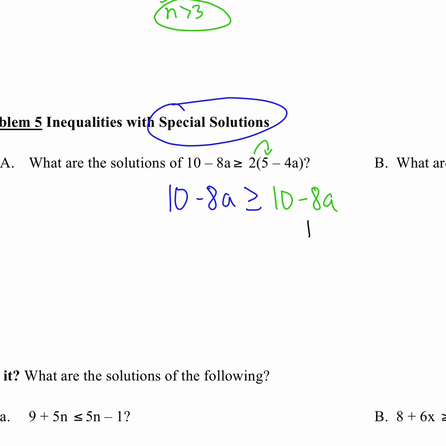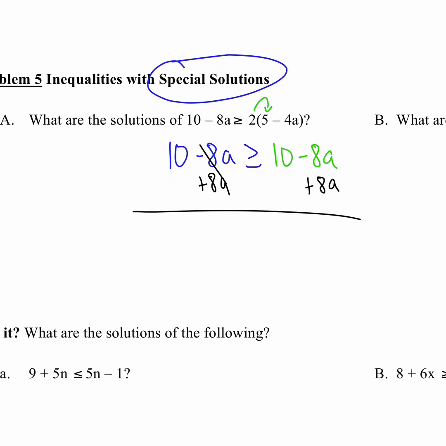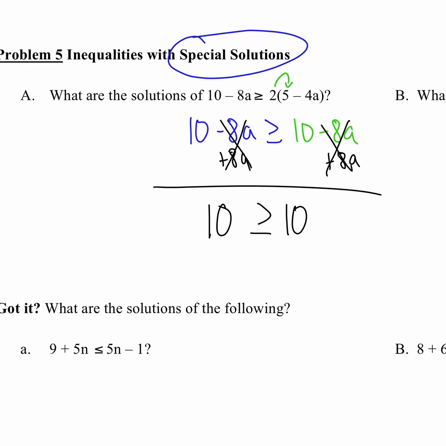I'm going to go ahead and move my variable to the other side. Okay, always move the variables first. This leaves me with 10 is greater than or equal to 10. Here's the deal. This is true, right? 10 is greater than or equal to 10. Remember, it's a this or that. Only one thing has to be satisfied. It's equal to. So this is an identity. Okay, also known as infinite solutions.